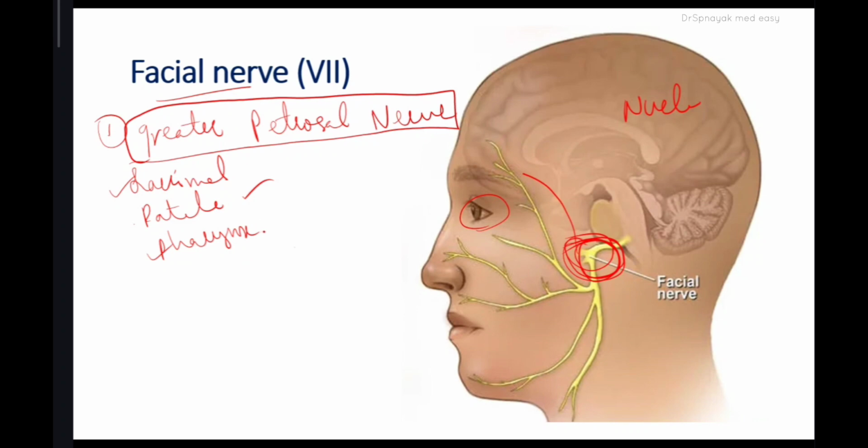Okay, in the pharynx it is helping to swallow. In the palate also it is helping to swallow, and in the lacrimal glands it is helping to release lacrimation. This greater petrosal nerve is a parasympathetic nerve. This is important. And the second branch is the stapedius nerve.